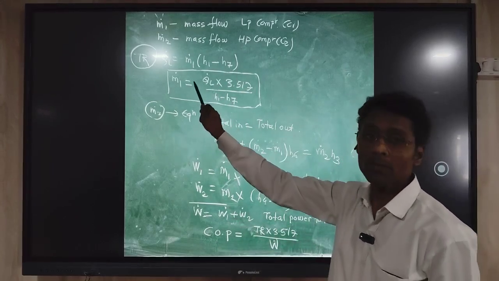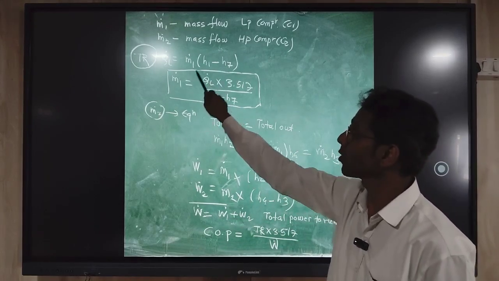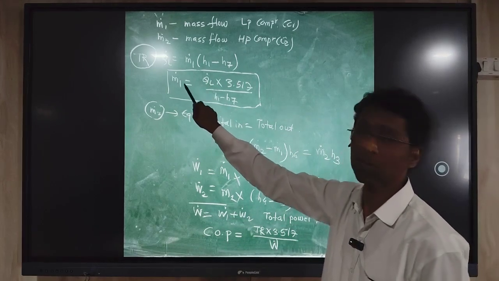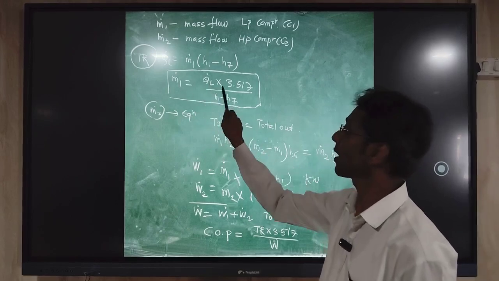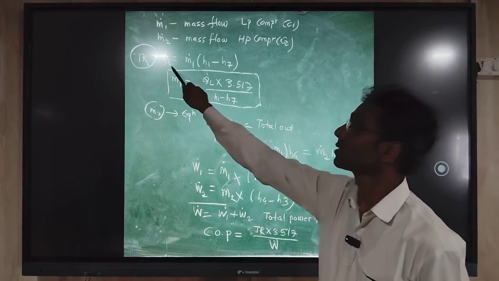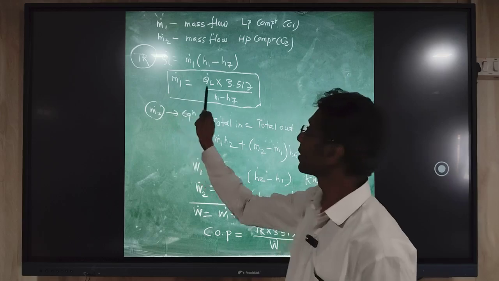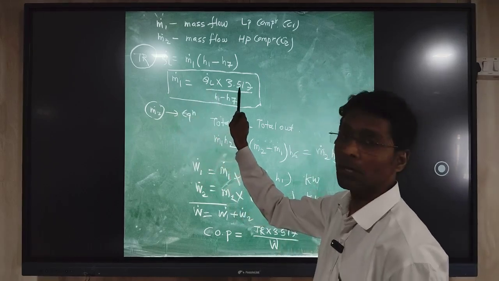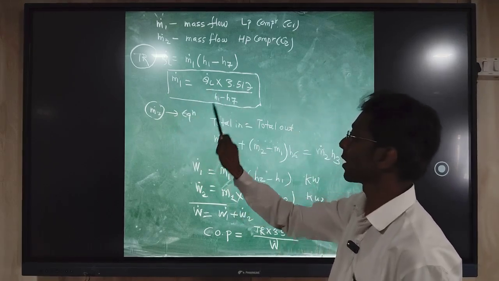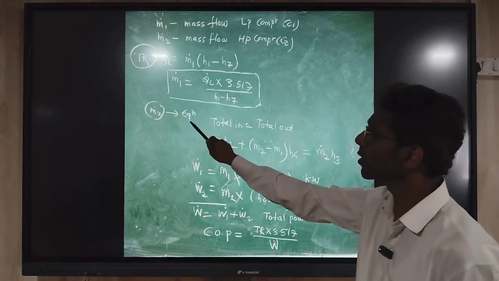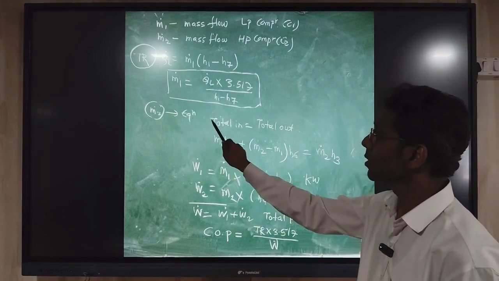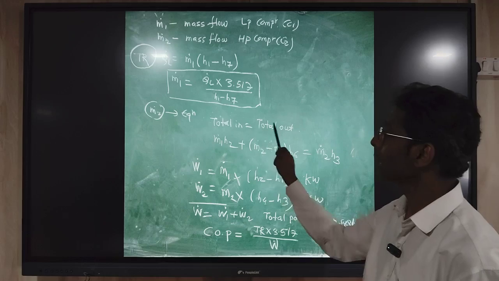In the numerical, we use this formula in the form of mass flow rate, because for the mass flow rate calculation we arrange the formula in this way. And as in the numerical statement the value is given in TR, that is why for TR to kilowatt conversion we use this multiplier. Now to find M2 dot, we have to use the energy balance equation.